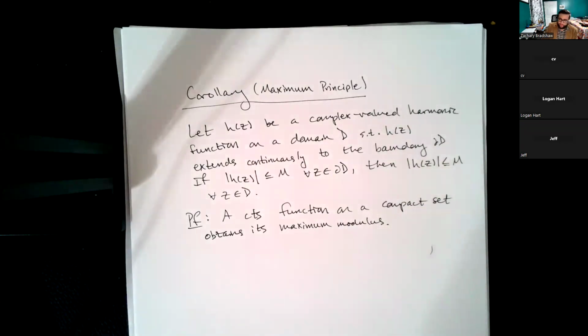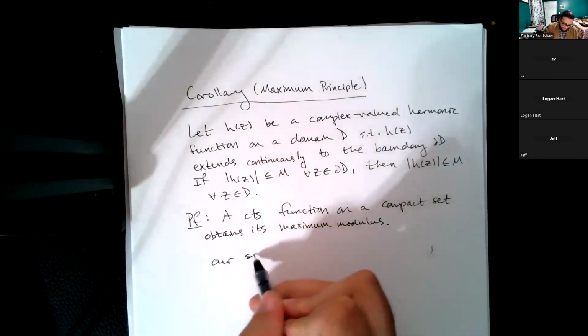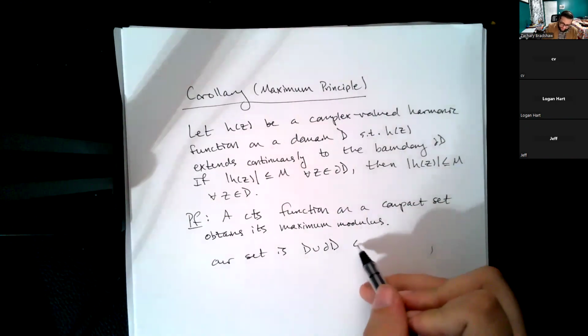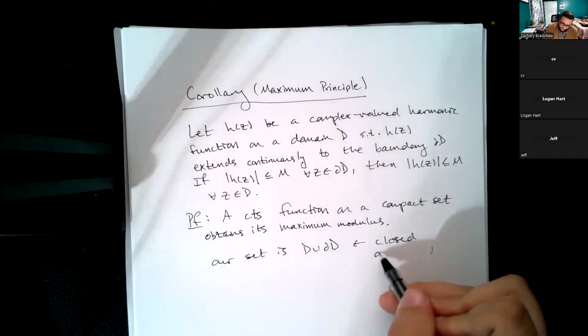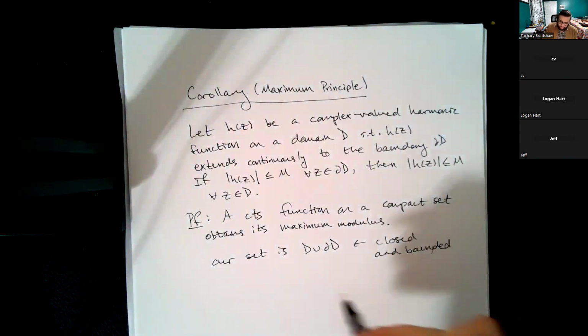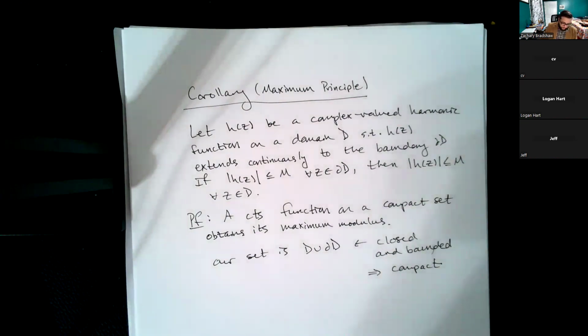So the set we're dealing with is the union of the domain with its boundary, and this is closed and bounded, and hence compact. Okay, and so that tells us that h achieves its maximum modulus at some point in D, or rather in this union.